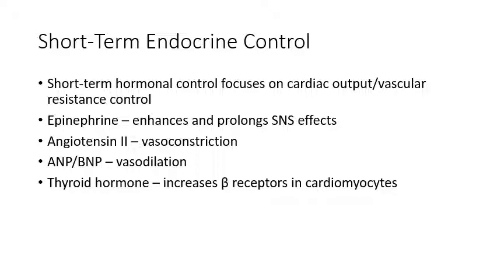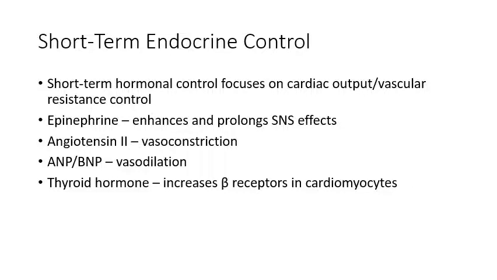So the endocrine system also controls blood pressure. It can control it in the short term and in the long term. The short term endocrine control of the blood pressure is always focused on cardiac output and vascular resistance. The endocrine system also controls blood volume, but any change that's made to blood volume is going to have a long-term impact on blood pressure, not a short term. So here we're talking about changes that occur over minutes to hours.